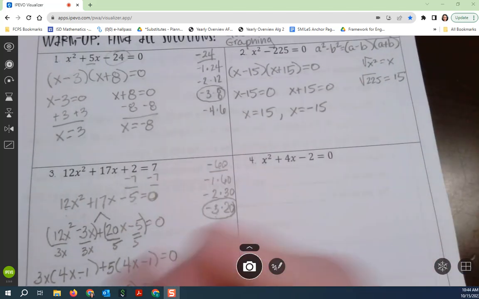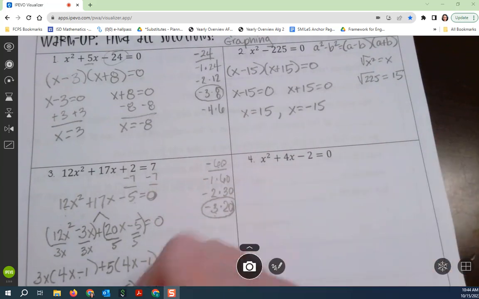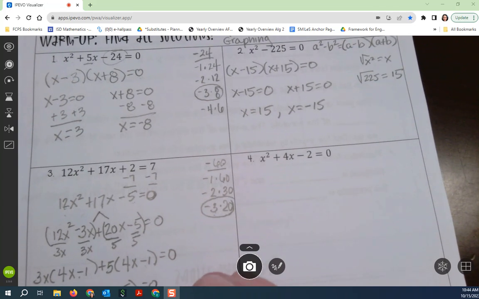And then finally, you set your factors equal to 0. So 4x minus 1 equals 0 gives me 4x equals 1, and x equals 1/4. 3x plus 5 equals 0 gives me 3x equals negative 5, and then x equals negative 5 over 3.